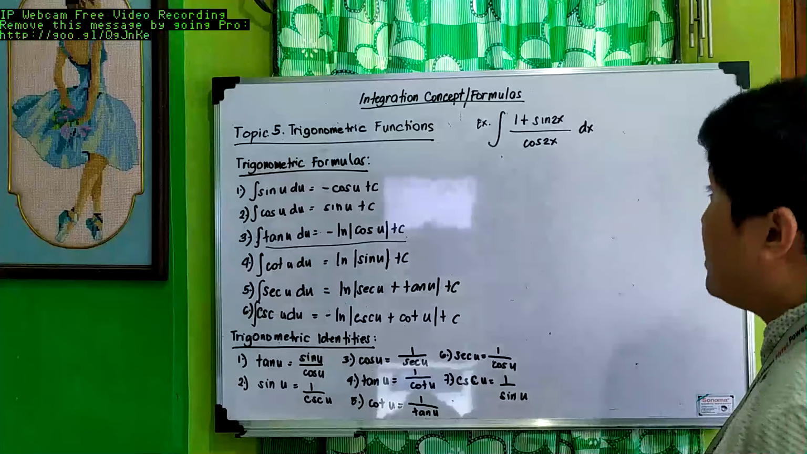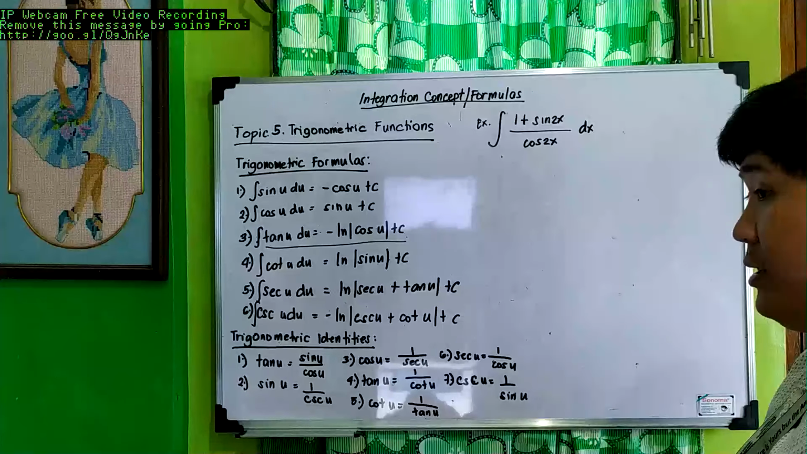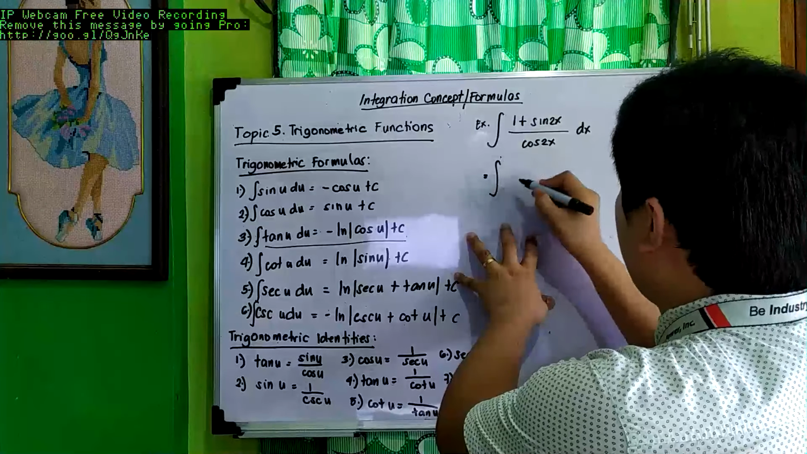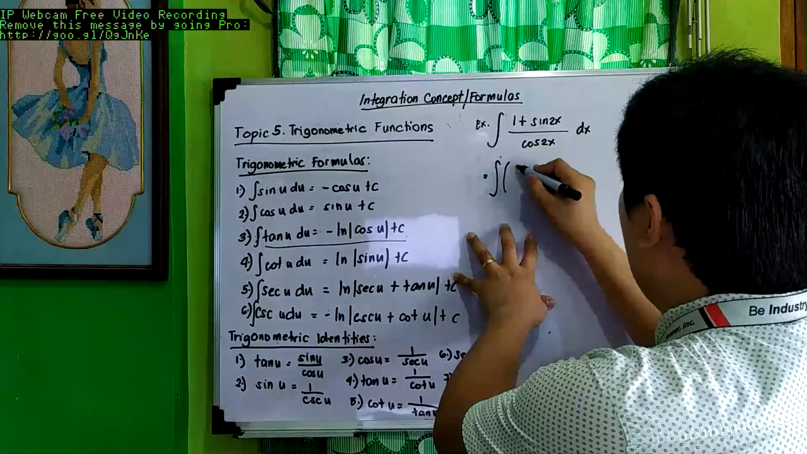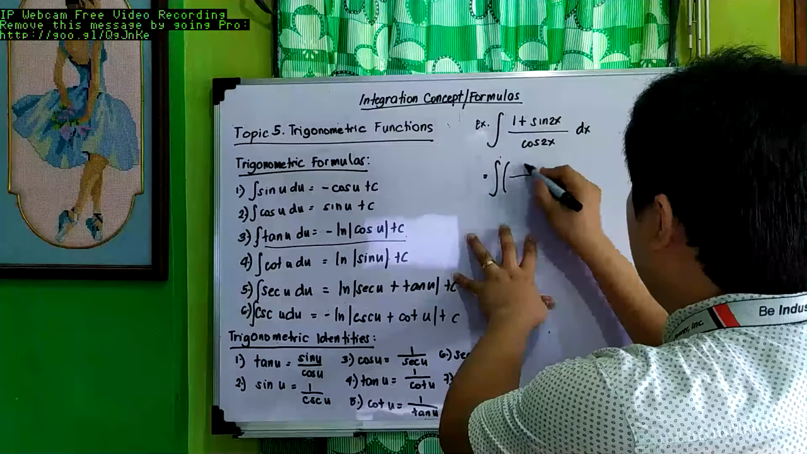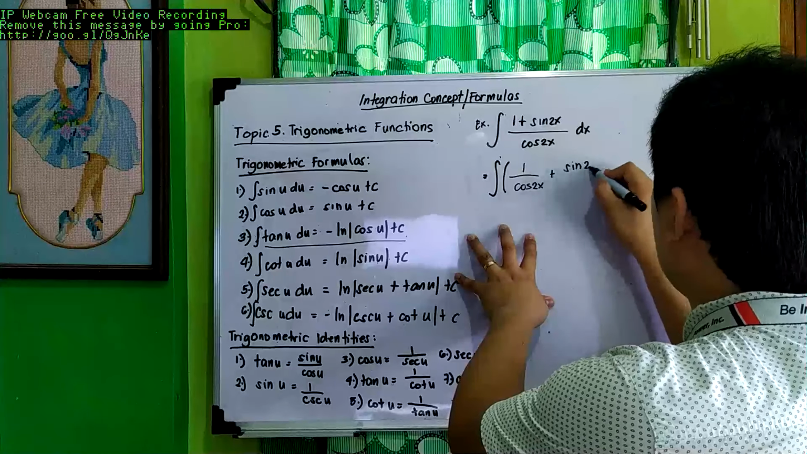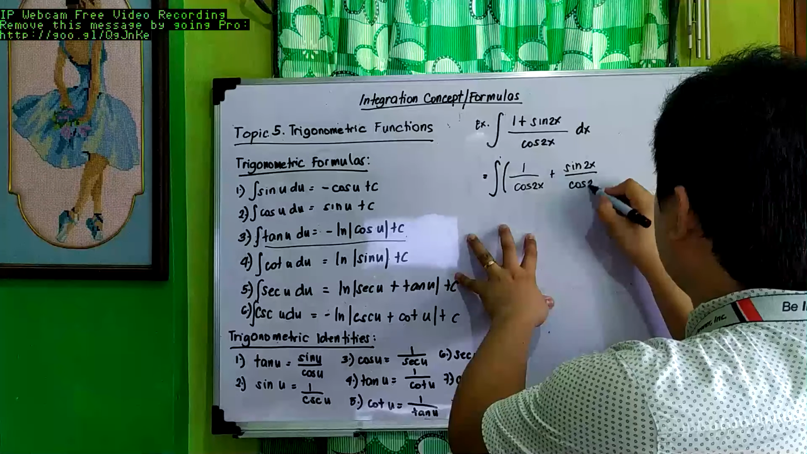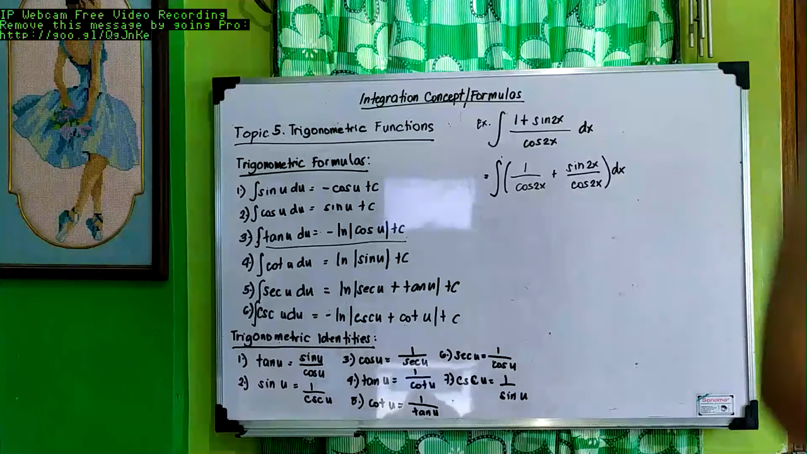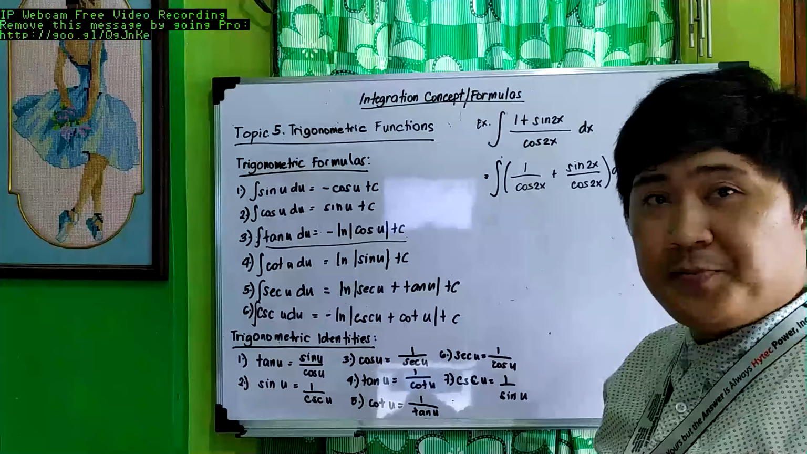So we'll solve this equation. So let's try first to separate 1 and the sine 2x with the same denominator. So let's say we have integral of 1 over cosine 2x plus sine 2x over cosine 2x dx. Okay? So, what will we do next?